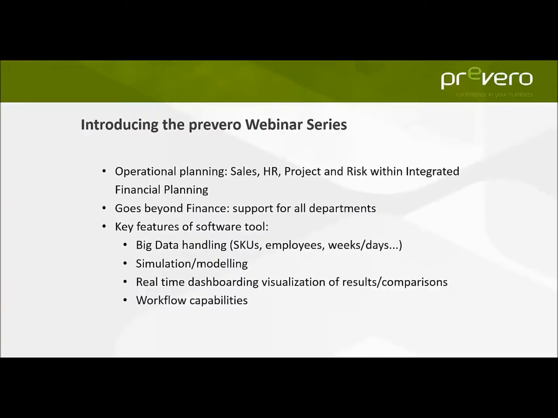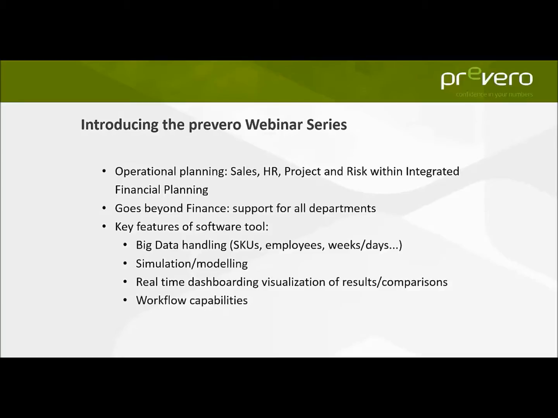This is a series of events that focus on operational planning. So what is operational planning? The very detailed planning that combines into the higher level of financial planning. What we decided is to focus on some areas of operational planning which are common to different industries like sales, HR, project and risk planning, with of course an eye to what is the integrated financial planning purpose, so balance sheet, cash flow and P&L impact.